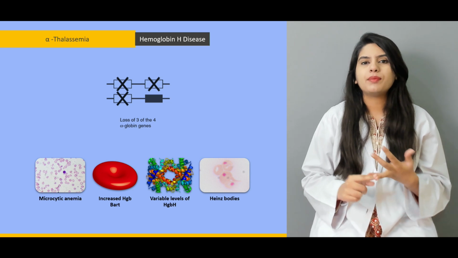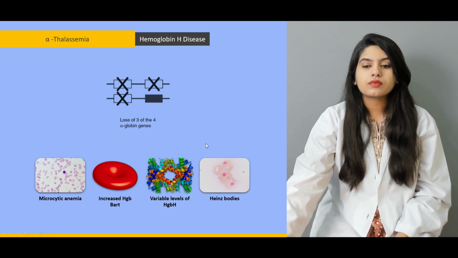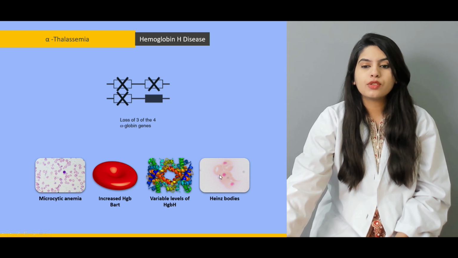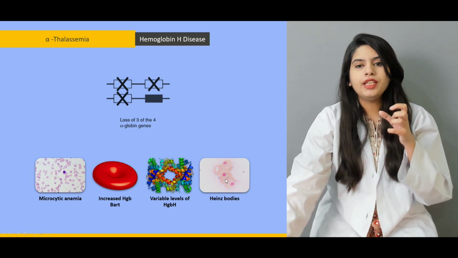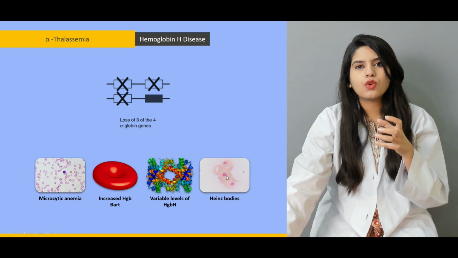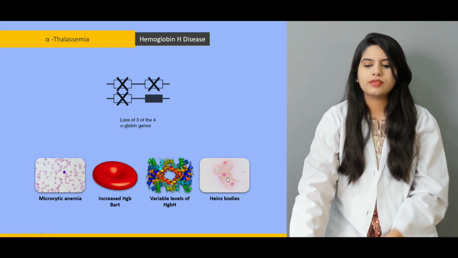These Heinz bodies are basically small inclusions that are present in the red blood cells, and these are the accumulation of the abnormal type of hemoglobin that is formed inside the red blood cells. So they are called the Heinz bodies.